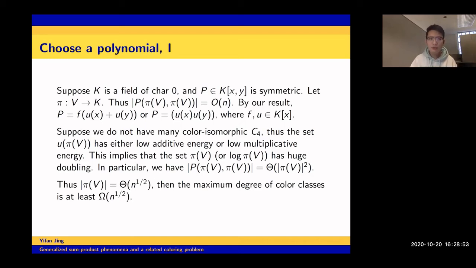So actually, this gives us a lot of information on which polynomial we should choose. Firstly, we cannot choose a field of characteristic 0. We have to choose a field of characteristic p. And then also the polynomial P should be expanding.